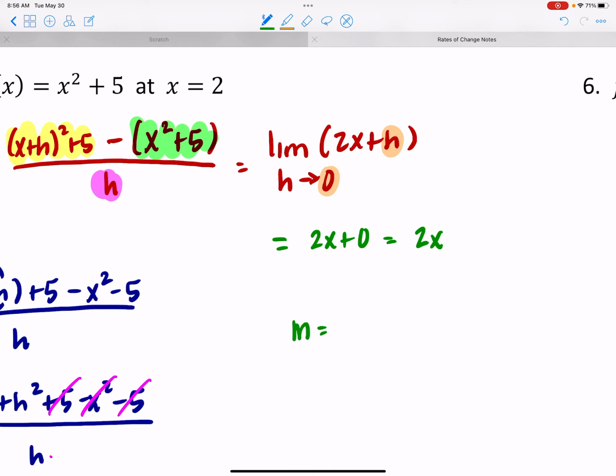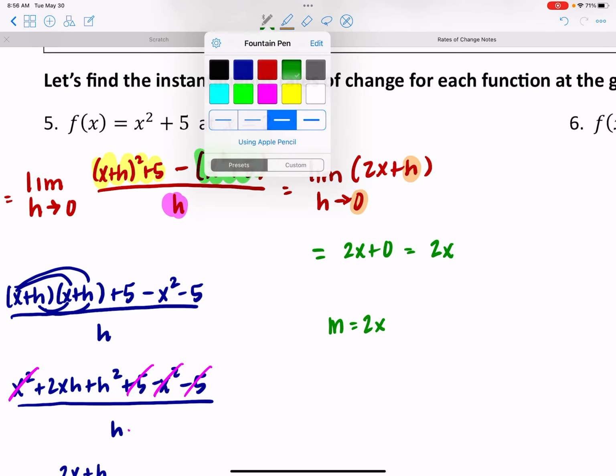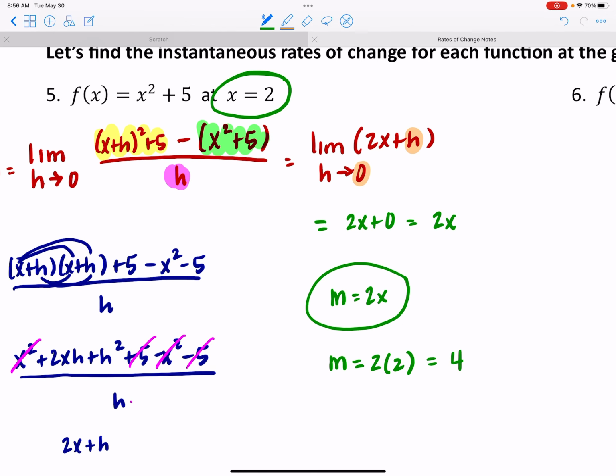So here we have an equation for our slope over any interval, right? This would be our equation for our slope. But we're not looking at any particular interval. Remember, we're looking at the slope for a particular point, and it tells us that point. It says, let's look specifically at x equals 2. So we got an equation for our slope, right? We said our slope is going to be equal to 2 times x. Well, now let's just input that value of x. So in this case, our slope is going to be 2 times the x value of 2, which makes it 4. So our instantaneous rate of change on this curve at that location is 4.